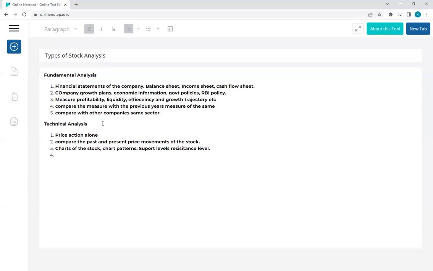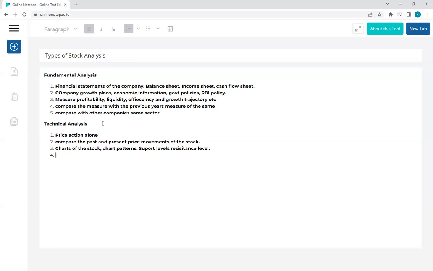So how the price is moving in a day, and based on that, he will come up with the decision whether the buyers are interested or the sellers are interested. Based on that, he will take the decision. So this is technical analysis, which investors or traders use.